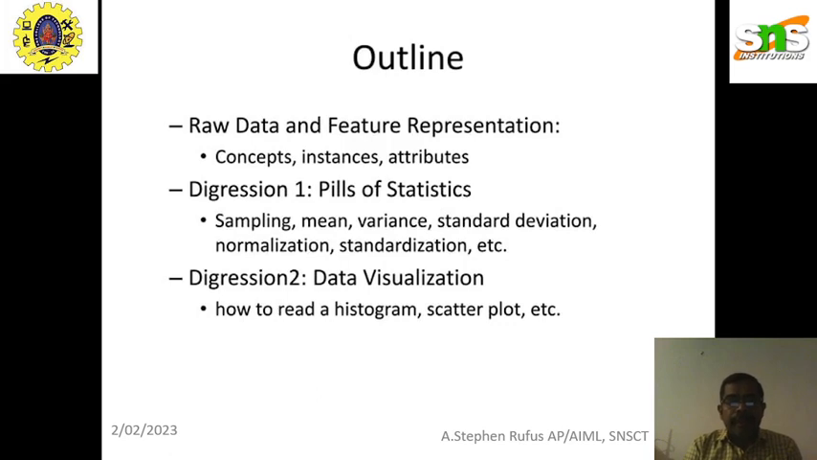So today we are going to talk about three parameters in the fundamentals of machine learning. The first one, we have to know what the data is, the term raw data, and how features are represented in the data. The next one, we are going to talk about statistics. Without statistics, we can't analyze the data.